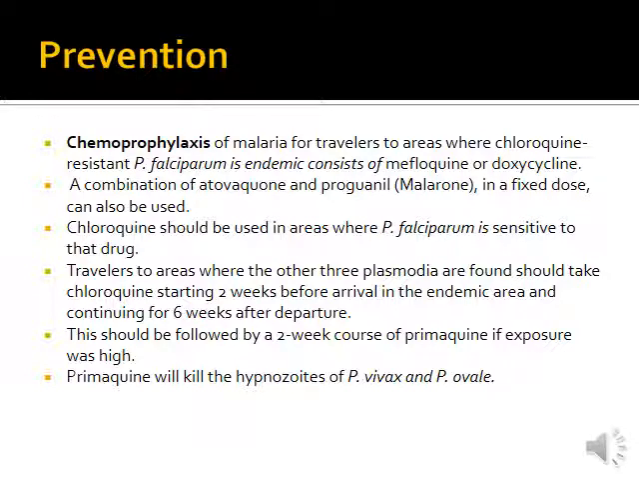Next we move on to the prevention. So there are two aspects of prevention. One is chemoprophylaxis, which is the administration of drugs to prevent malaria, and the second one is simple preventive measures to protect against the bite of the mosquito.